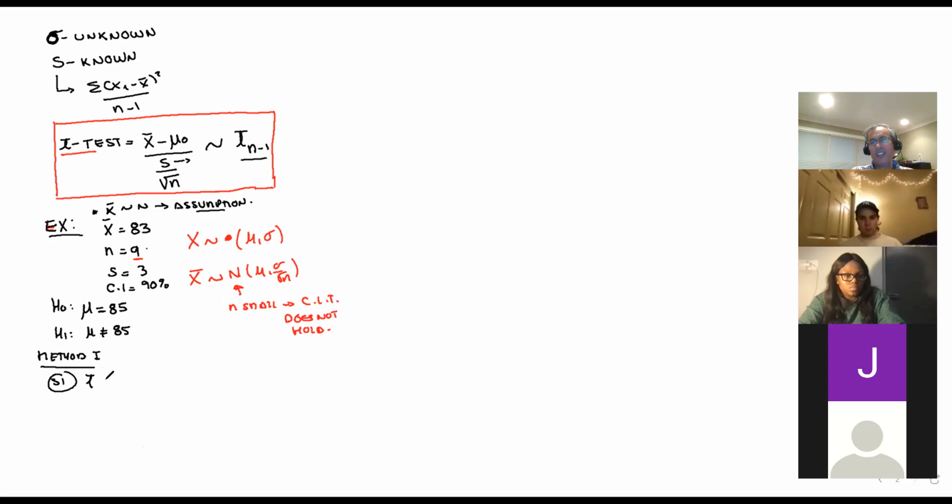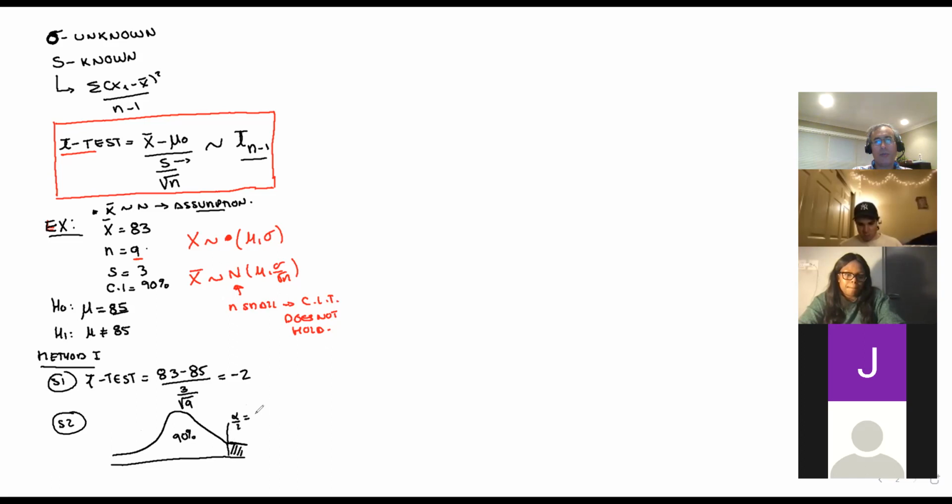So the t-test is going to be x bar, 83, minus my hypothesis value, 85, divided by s, which equals 3, over the square root of 9, correct? So this equals minus 2. Everyone agrees with me? Perfect. So my step two is basically to graph. I will exaggerate the tails because they are going to be very different than the normal, so they're going to be fatter tails. And I want this part to be 90%. So this implies that this part here, alpha over 2, is going to be 0.05, and this part here, alpha over 2, equals 0.05.